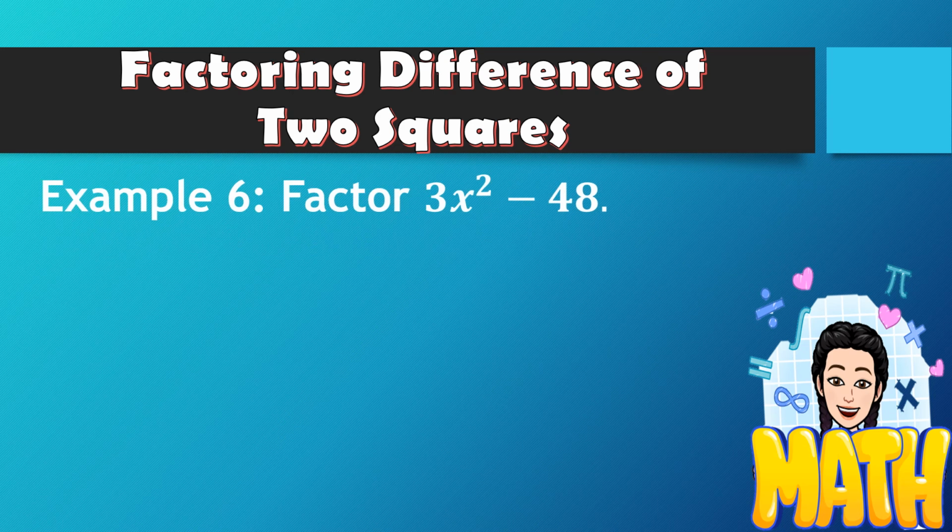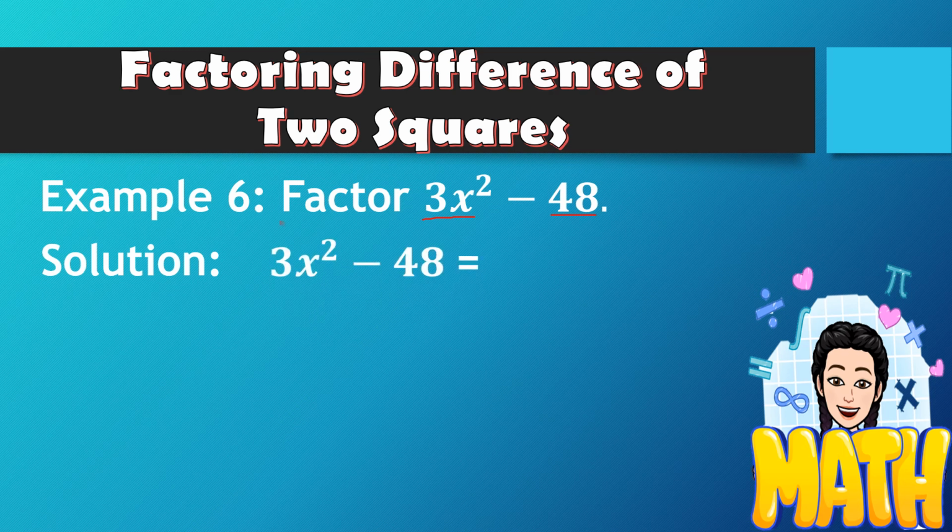Let's have the last example. In this example, we are going to factor 3x squared minus 48. However, 3 is not a perfect square. But, as you can see, we can factor out the GCF of 3x squared and 48, which is 3. So, when we factored out the GCF, we will get 3 times the quantity of x squared minus 16.